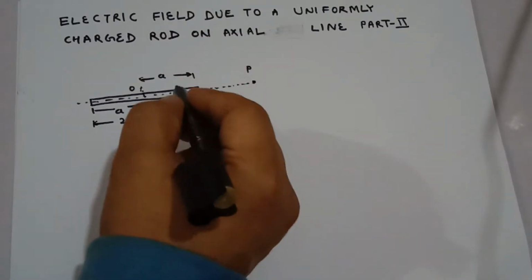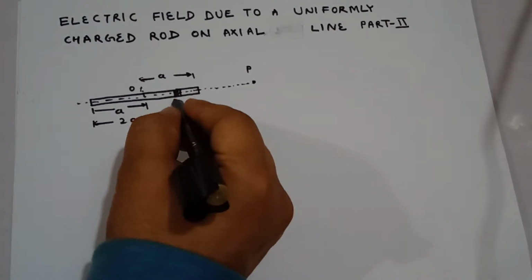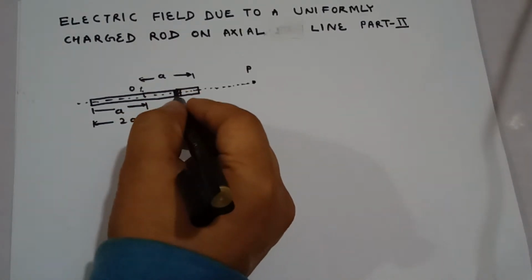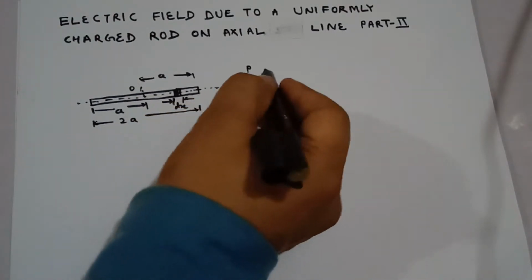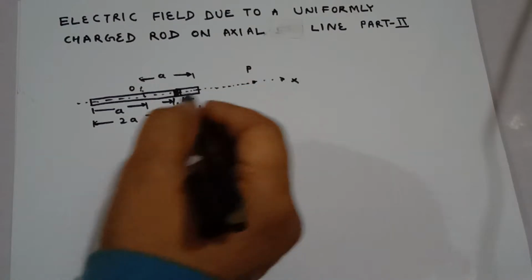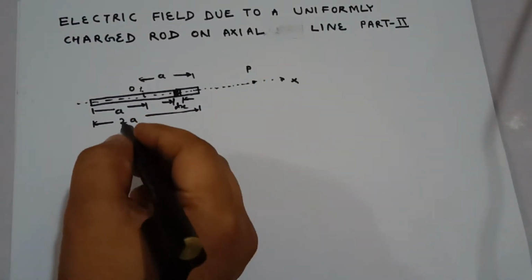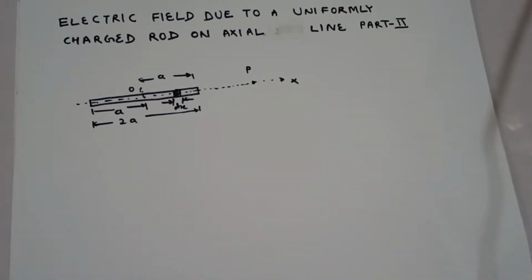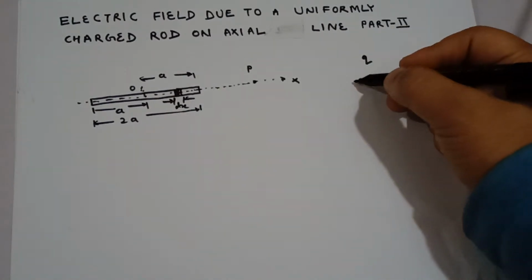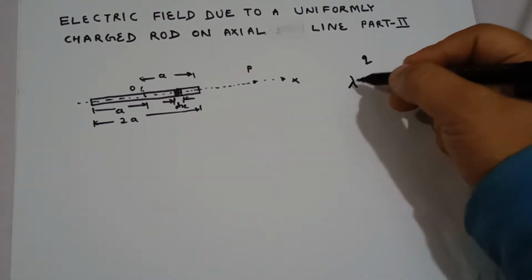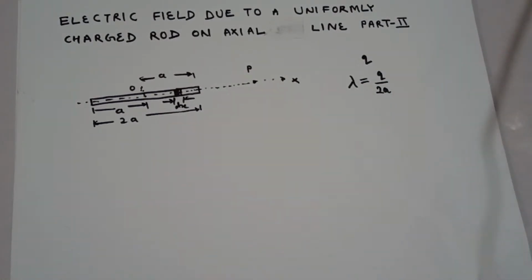Again, we will try to calculate the electric field due to this small element, and suppose the length of this element is dx, because that is on the x-axis. Suppose that is the x-axis, so this element would have a length of dx, and we know that the total electric charge on that particular rod is q. So the linear charge density would be q divided by the total length of the rod, which is 2a.